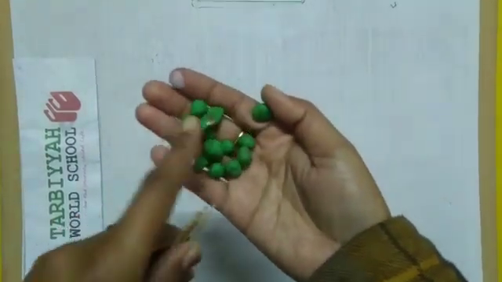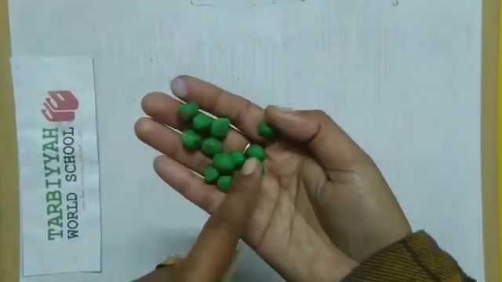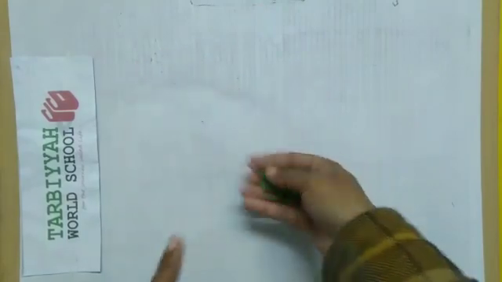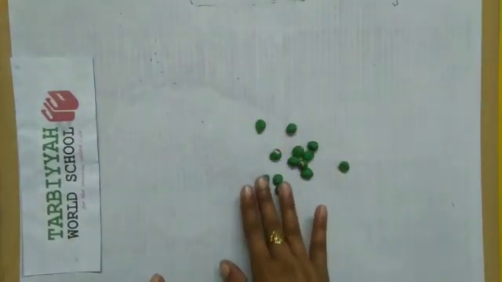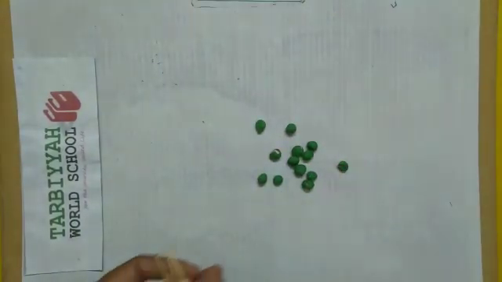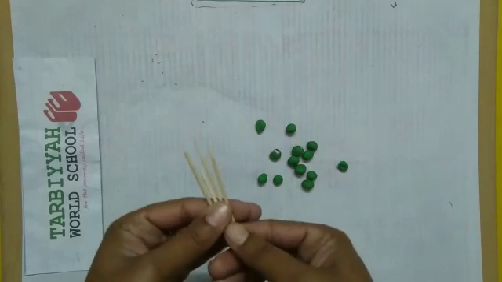So, this is our activity class. In this class, we will do an activity. For this activity, you need clay. So, my dear students, see, with the help of clay, make some small balls like this. Some small balls, any color of clay, and we need some toothpicks.